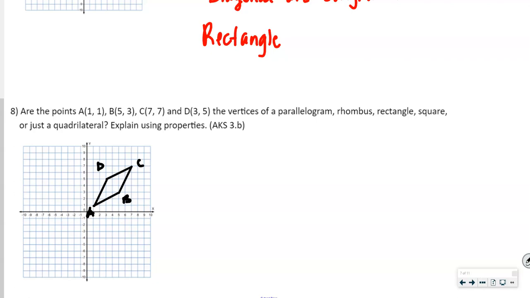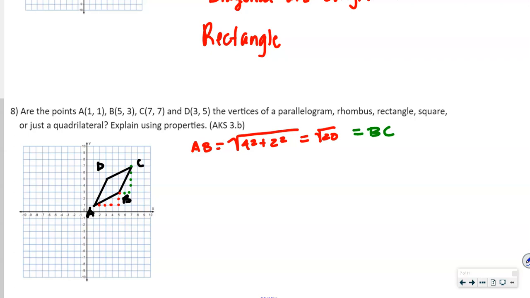So if we find the length of AB, it's 1, 2, 3, 4 wide, and 1, 2 tall. So if we look at AB, what's the length of AB? 4 squared plus 2 squared, so that's 16 plus 4, so that's equal to the square root of 20, right? Okay, so now let's look at the other side, BC. So this is 1, 2, 1, 2, 3, 4 as well. So we can see that that's going to be the same, right?